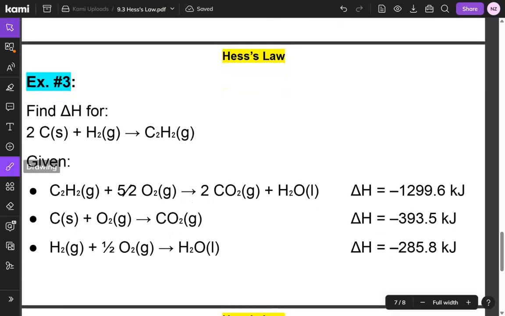All right, example 3, starting to get a little more complicated. So again, let's go through and find out where everything is. So here we have carbon. Carbon is in the second reaction. It's on the correct side, but we need it to be a 2. So I'm going to need to multiply this by 2.